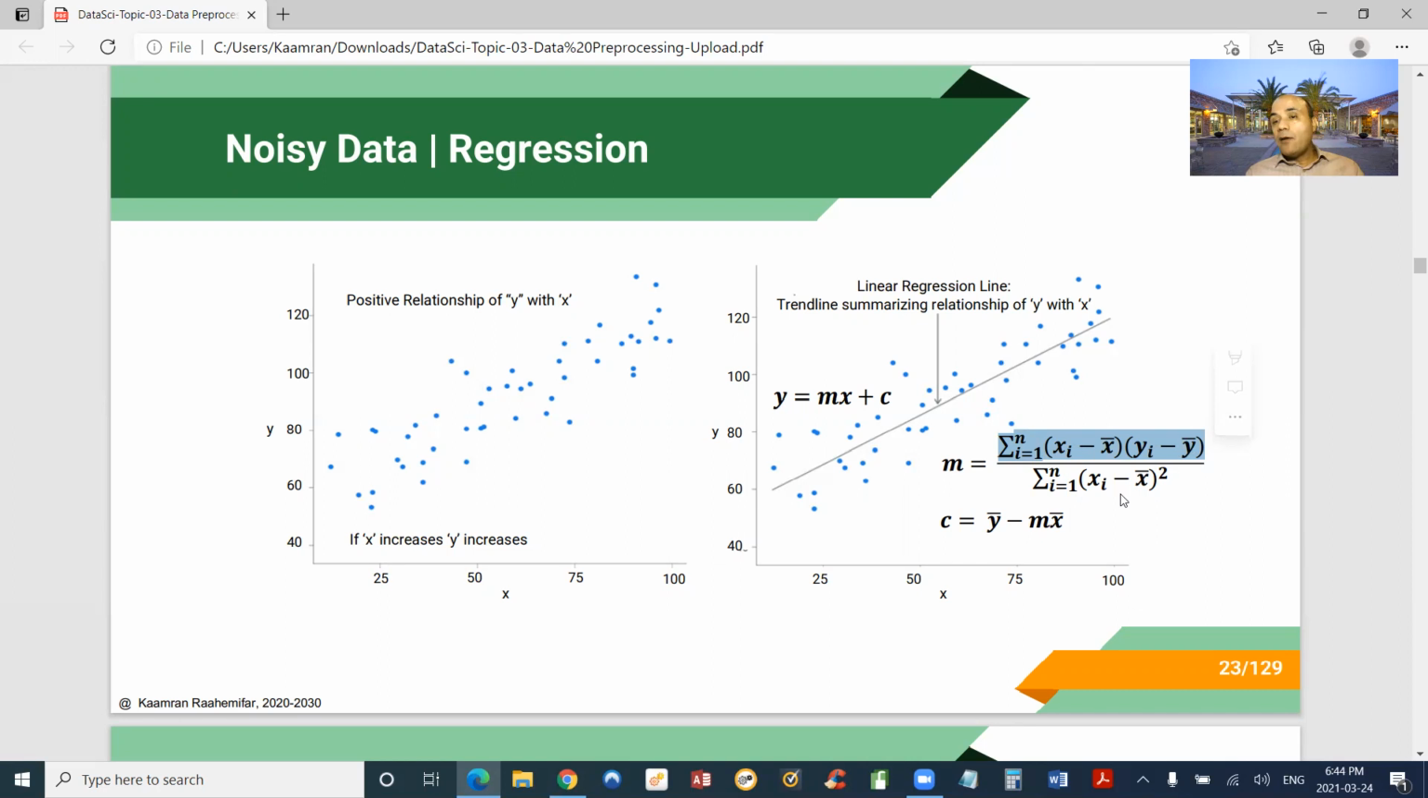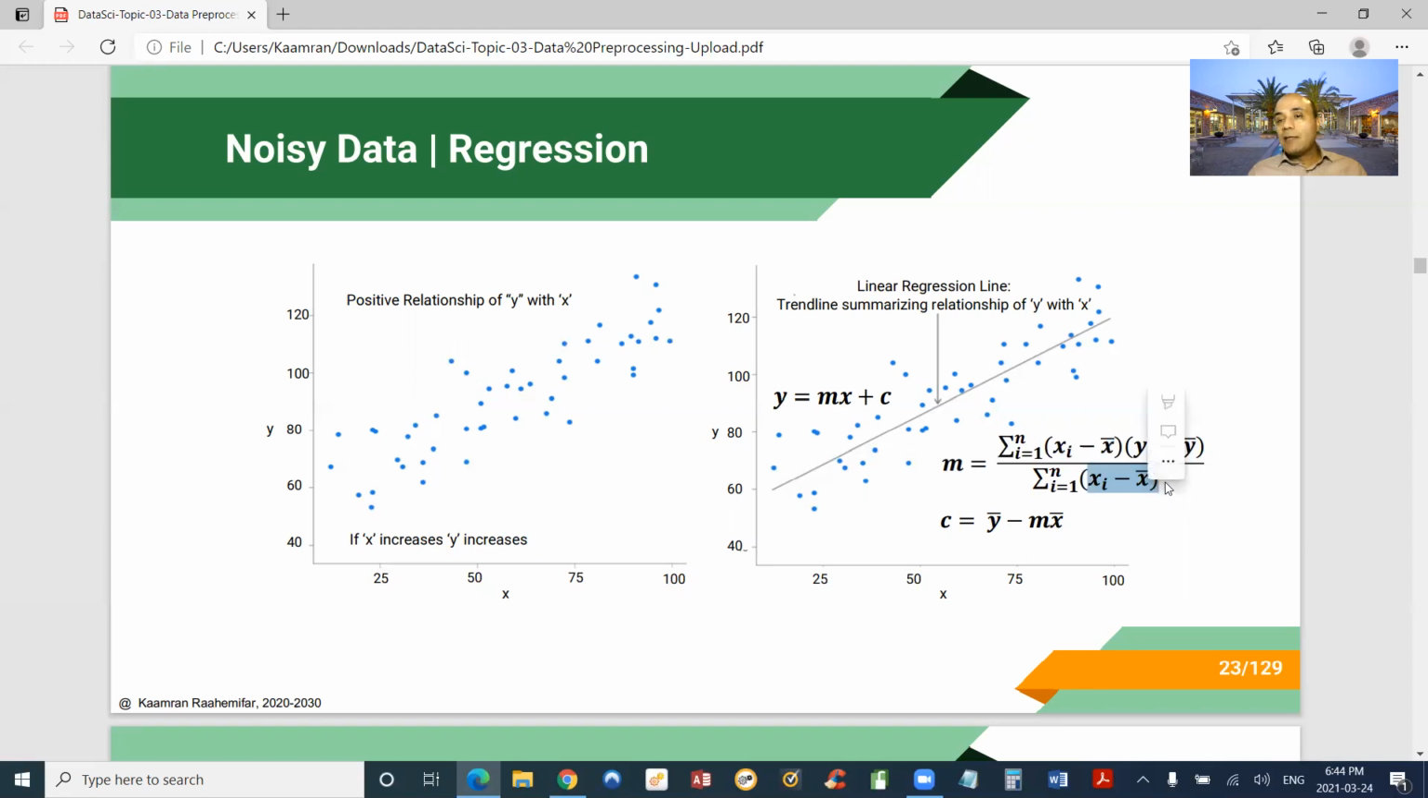Now the denominator is only going to be applied on the x-axis. So you already have the x hat. Remember, x hat is a summation of xi divided by n. And then you're going to get the xi minus x hat, or x average.